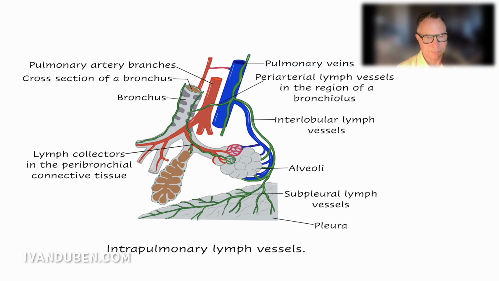And of course, here's that image again of the intrapulmonary lymph vessels as I've described already. We have the lymphatic flow phenomena occurring at the alveoli. We have the pleura and the lymphatic structures of the pleura. Interlobular lymph vessels accompanying the venous and arterial flow, and the lymphatics accompanying the bronchi. So this is the deeper lymphatic system of the lungs.